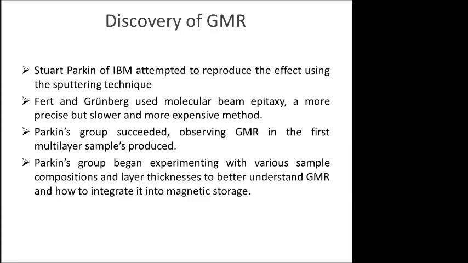Then with the discovery of GMR, Stuart Parkin of IBM attempted to reproduce the effect using the sputtering technique, because as it is now a nanoparticle we have to use the sputtering technique. Fert and Grunberg used molecular beam epitaxy, a more precise but slower and more expensive method, because sputtering means we just bombard the element and it splits out. But with molecular beam epitaxy, layer formation has to be done, so it is comparatively slower and more expensive.